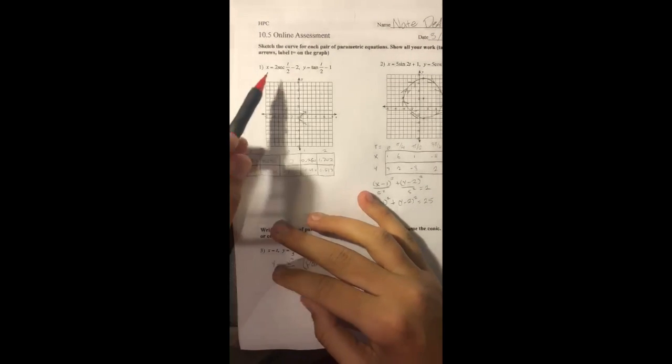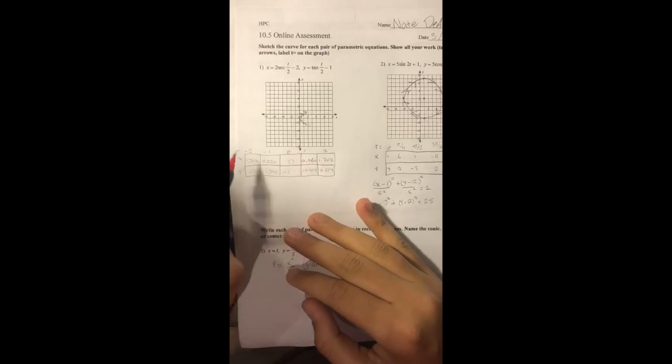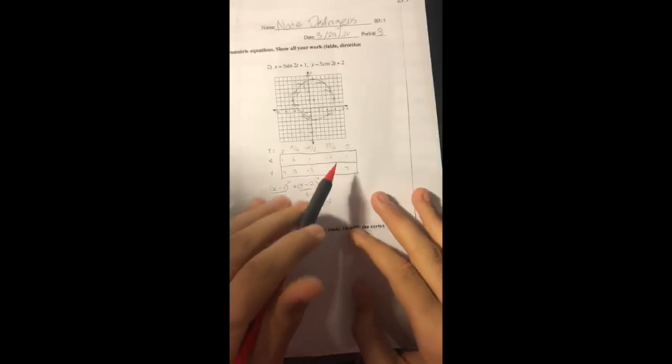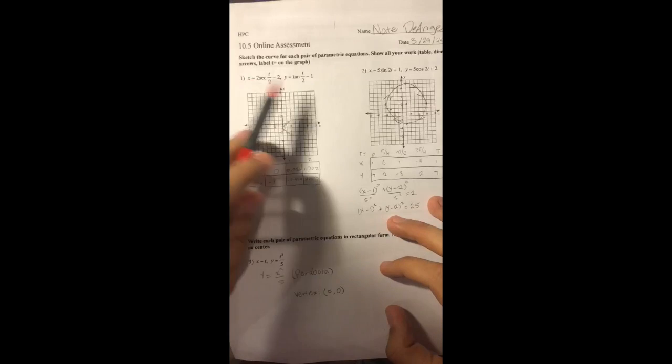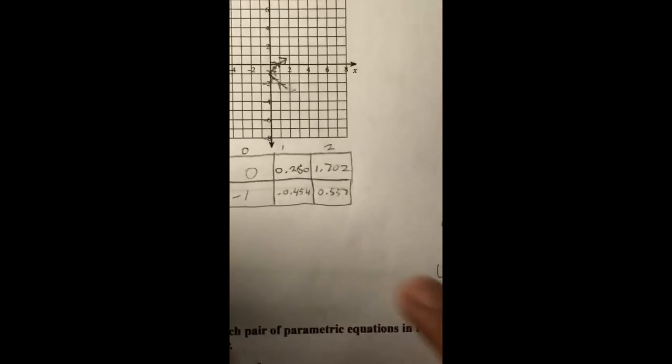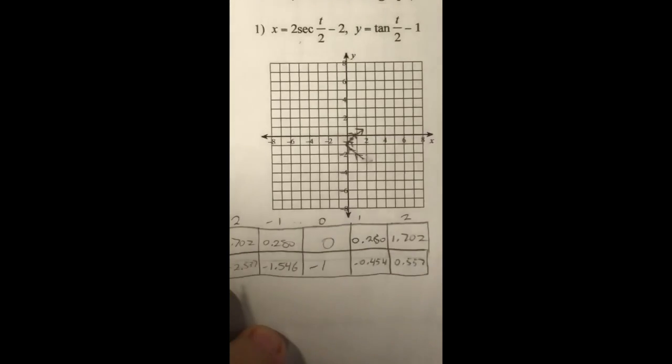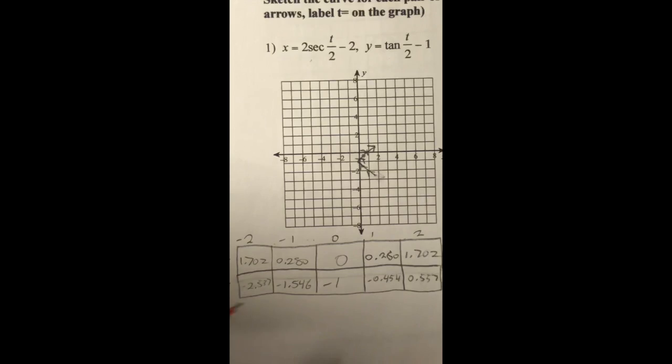Hi, Mr. Alice. So for this first one, you're going to have to use -2 to 2 for t, because with this one you could use 0 to pi, but the problem is if you use pi or any numbers like that, for tan and secant you'll get an undefined term. So what you do is you use -2 to 2, and when you do that you get these numbers here, and when you graph them you end up getting something looking like this, which is a sideways parabola.